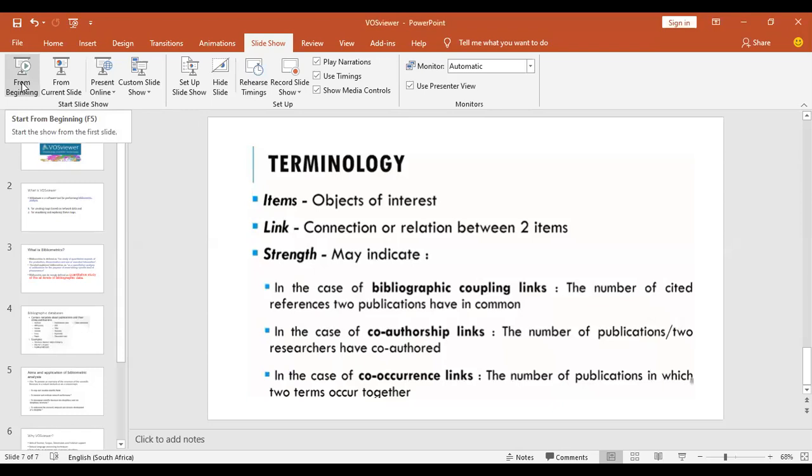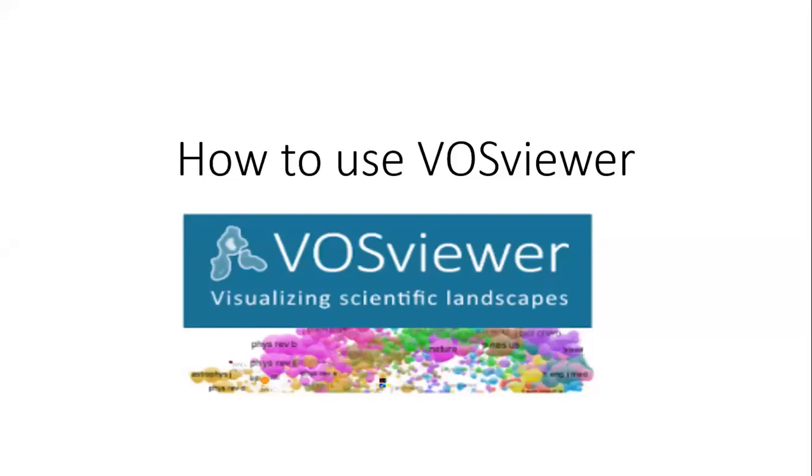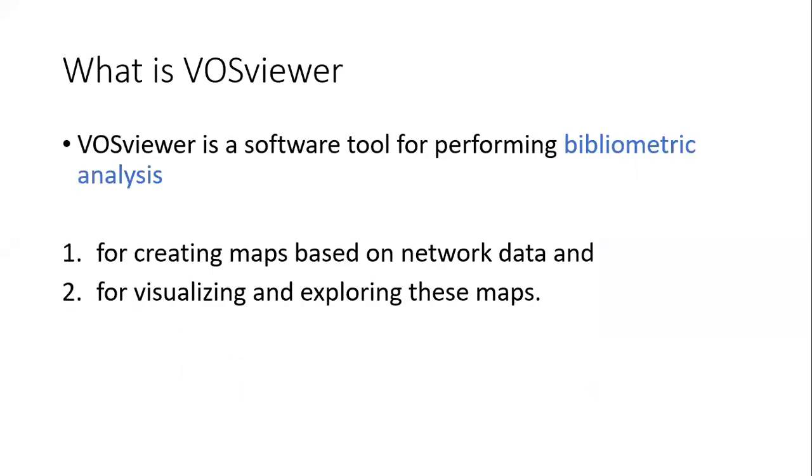Good day. In this video, we are going to learn how to use VOSviewer. But before we do that, we're just going to go through a brief background that will help us to understand better how to use VOSviewer. VOSviewer is a software tool that is used to perform bibliometric analysis. I will explain in the next slide what we mean by bibliometric analysis.